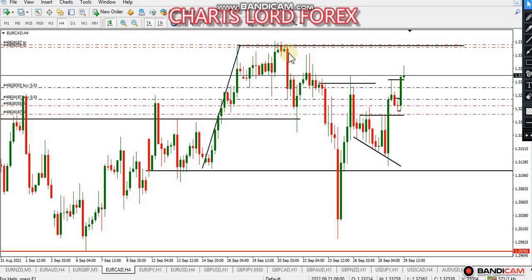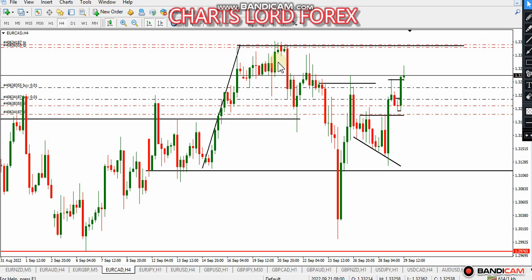For me to do this buy, if the buyers are much more interested in buying it, I need to see some sellers coming, and I need to see a reaction somewhere within this zone or this area. I need to see some reaction from the buyers to show that they are still around and they still want to buy this pair.